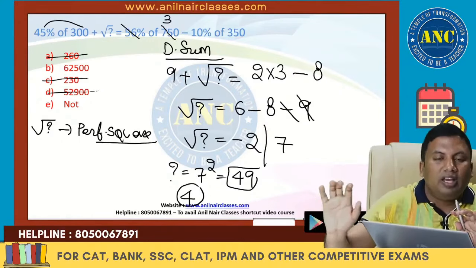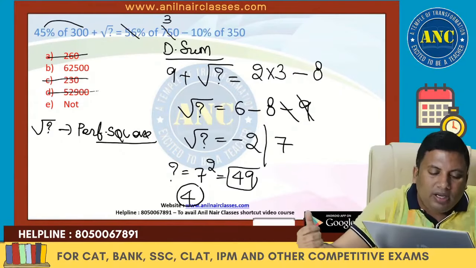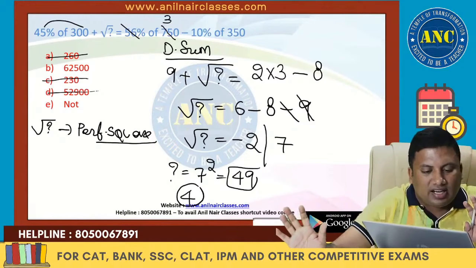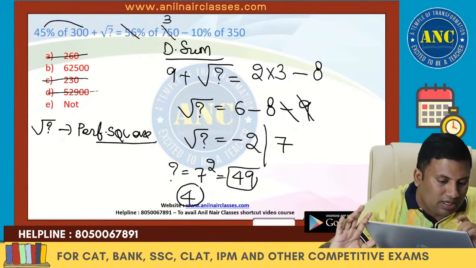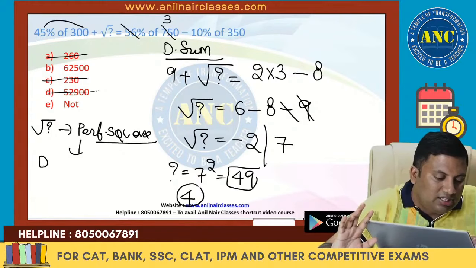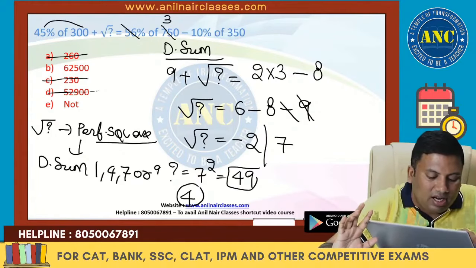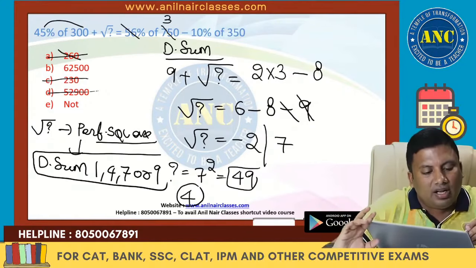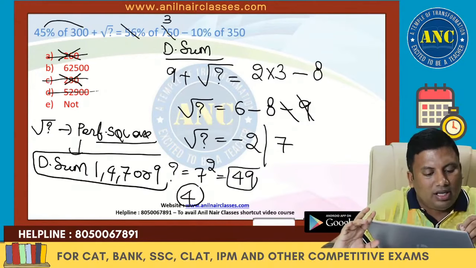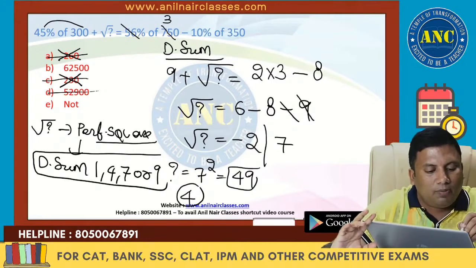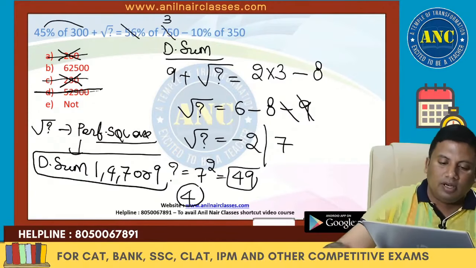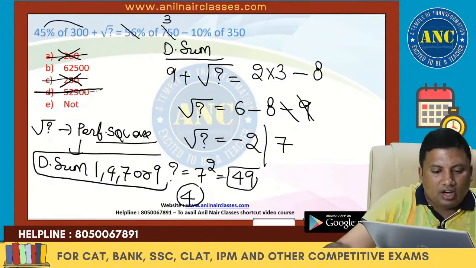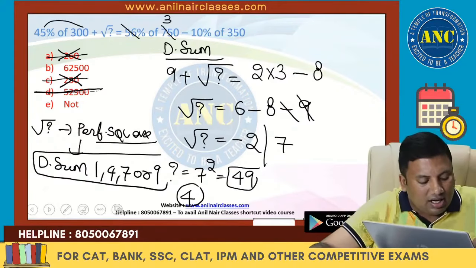Let us check if B is the answer option. Not could also mean none of the above answer options. It is right. Anyway, it is a perfect square. The digital sum of a perfect square is always 1, 4, 7 or 9. These 8, not possible. These 5, not possible. So this could be possible, this could be possible. But the digital sum is 4, so this is not possible. I hope it is clear. Now, let us cross check whether we are getting the answer or not.